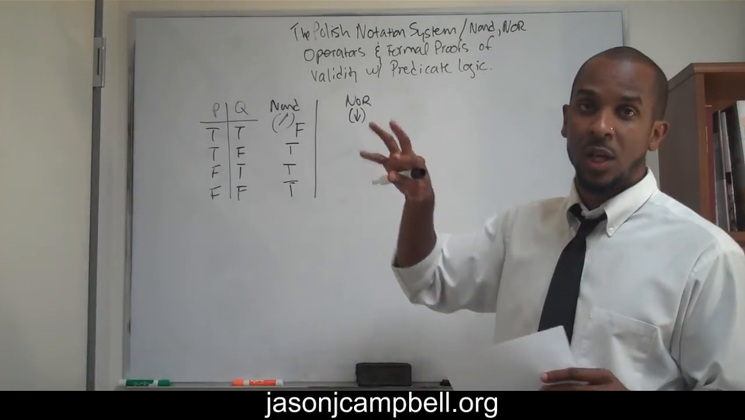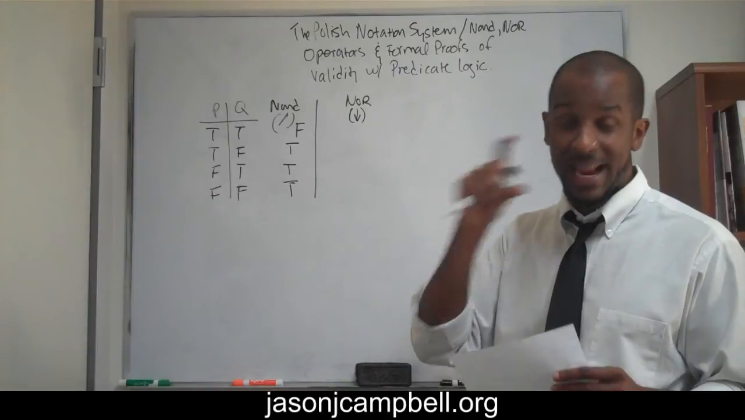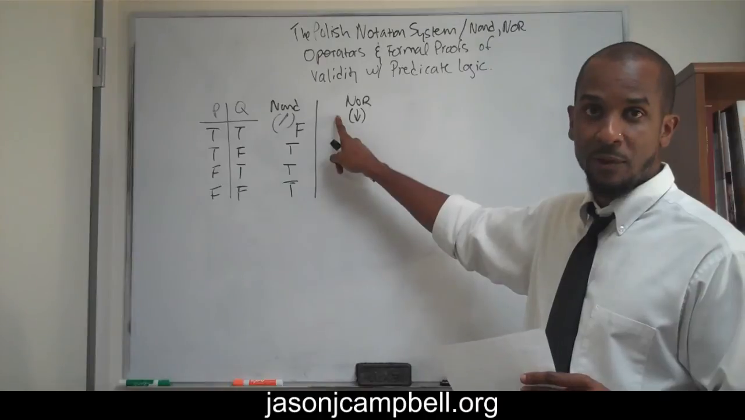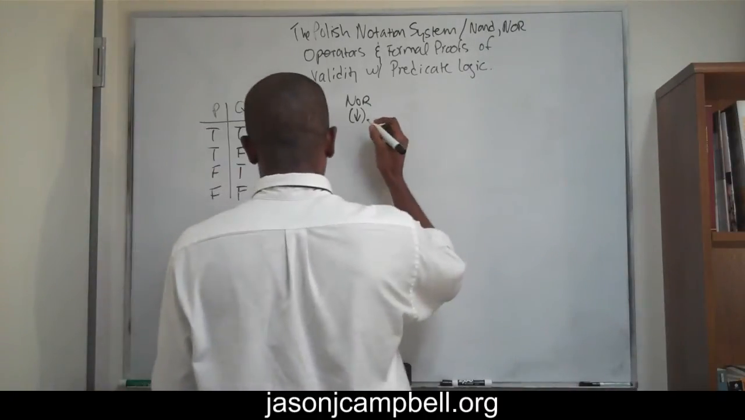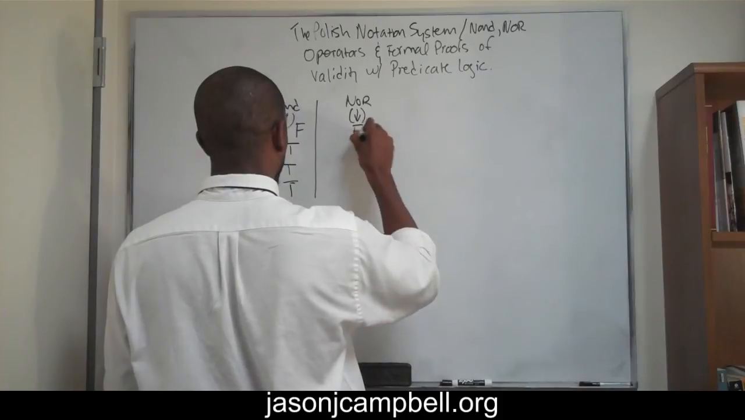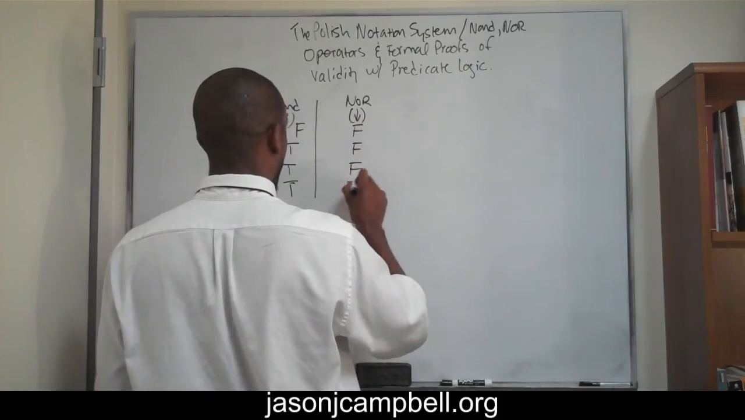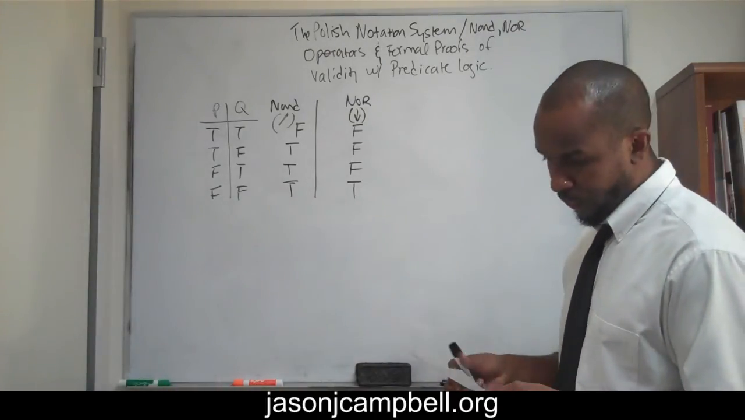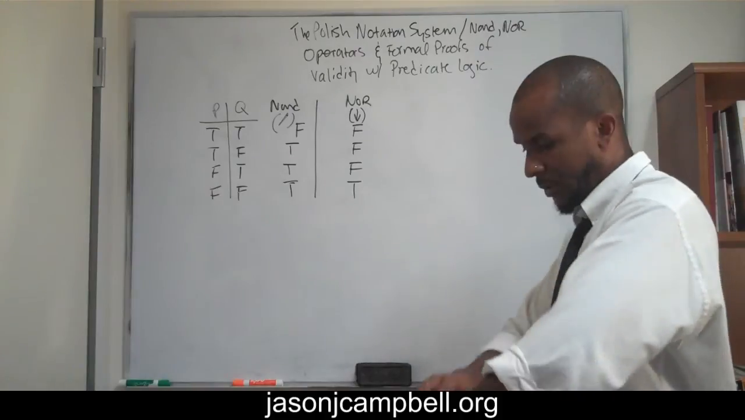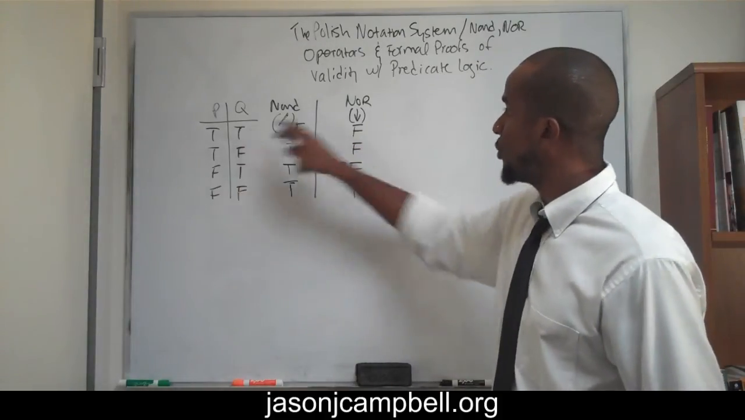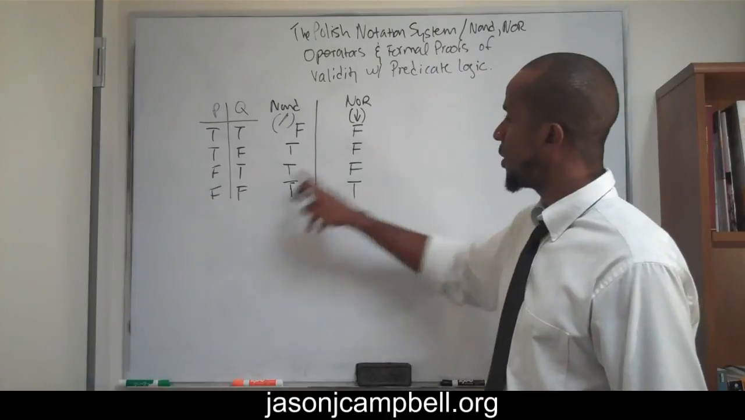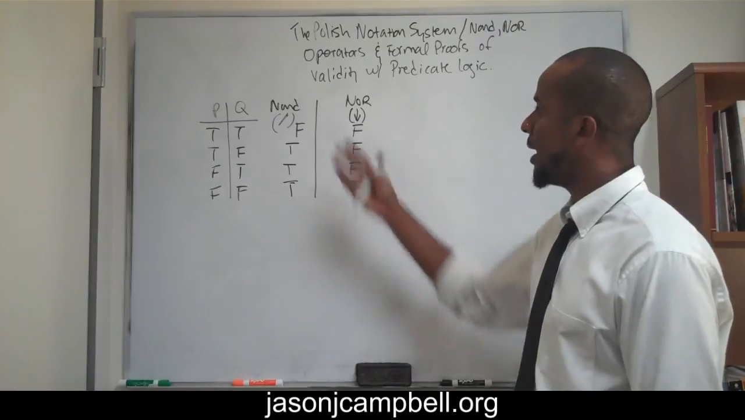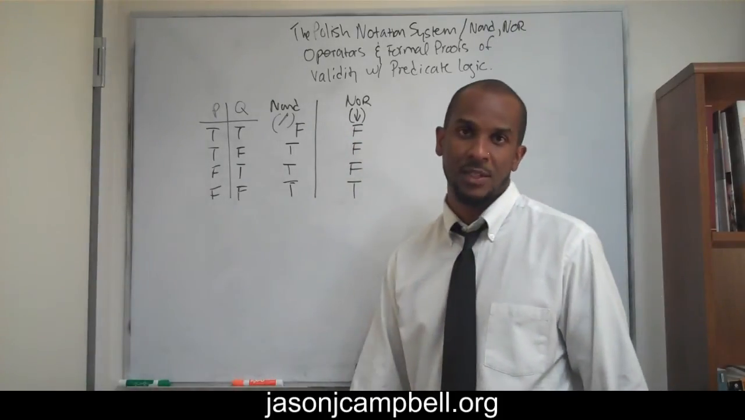It's the inverse for the NOR. It's exactly the opposite for your NOR operator, which is represented by this down arrow. For your NOR operator, all of this is false, and it's only when both are false that it is true, right? So for a NOR operator, true true is false, true false is false, false true is false, false false is true. Right? So NAND, NOR, just commit it to memory.